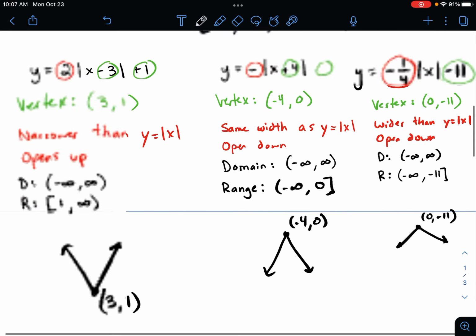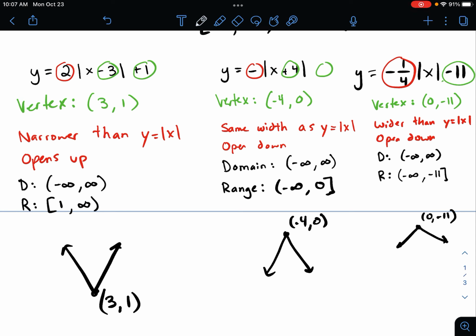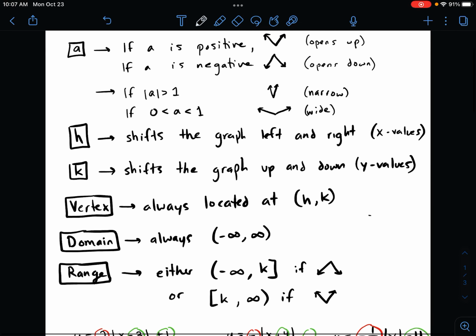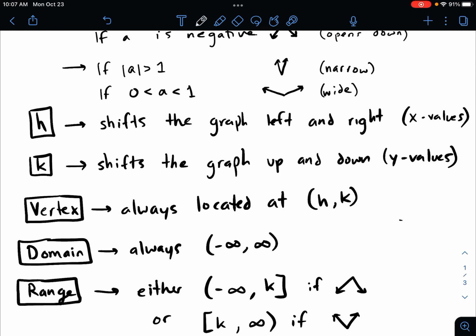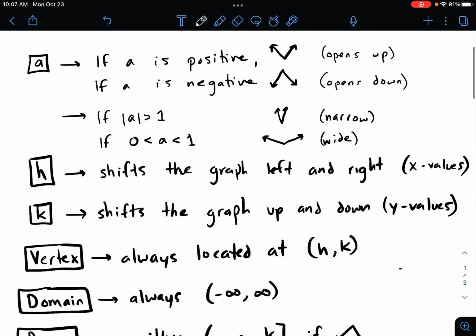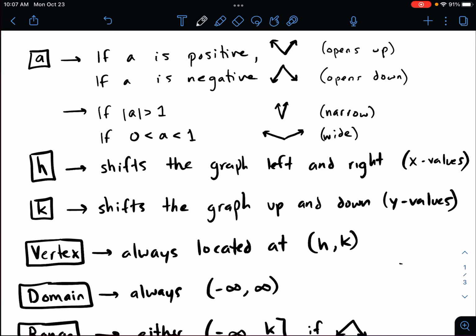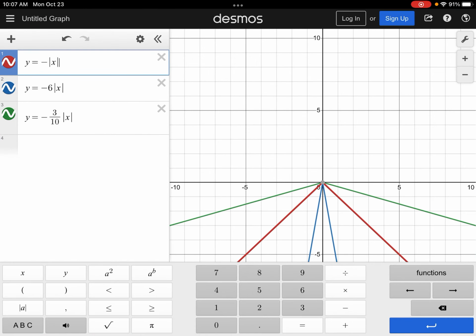All right, so that's just kind of the basic idea with these, how you would graph these, how you would find the vertex, whether it's wider, narrower, opens up, down, domain, range, all these things. So this information here, this is definitely stuff that you must know, okay? If you do not feel confident with this when you get to class, you need to take the time to memorize these things. If you want to go back to Desmos, Desmos is a great resource.